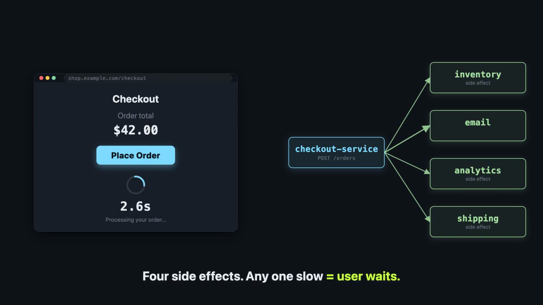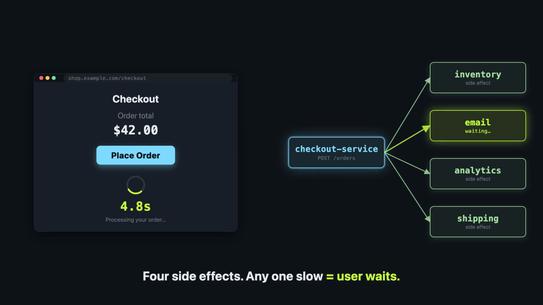Most of the time, it's fine. 200 milliseconds, user sees success. But today the email provider is slow. 2 seconds, 3, 4. Your user is still staring at the spinner because checkout is politely waiting for the email library to finish. The database is fine.